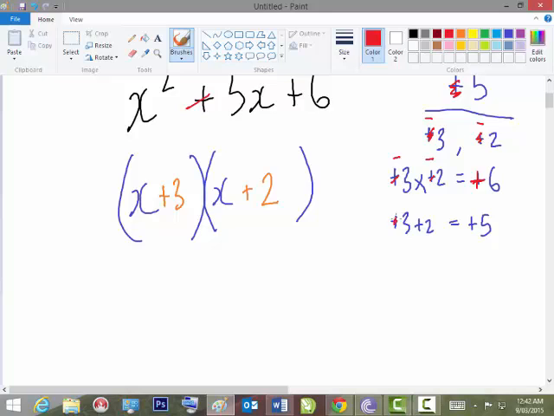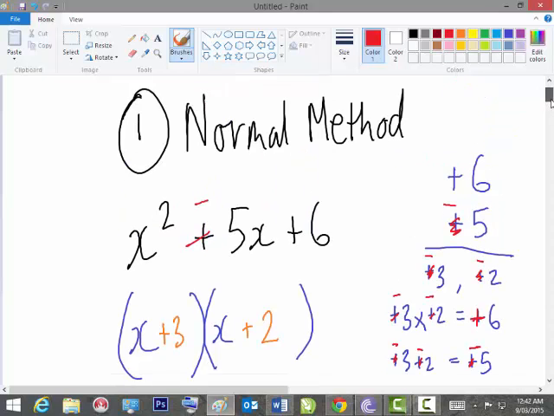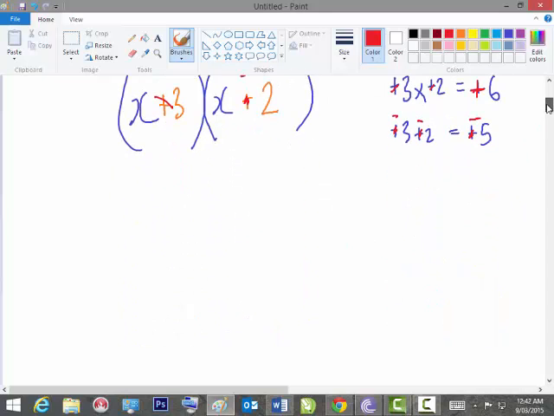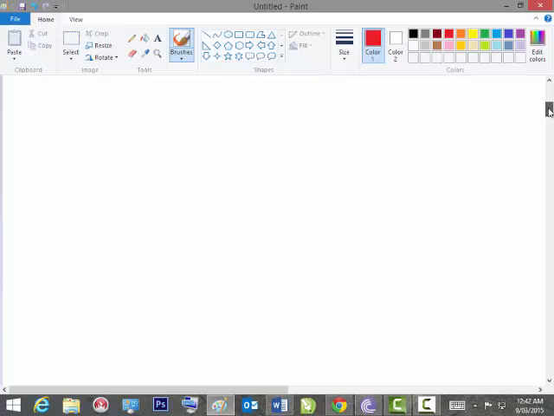And negative 3 minus negative 2 gives me negative 5. So that's what I want, right? The middle term is negative 5, that's okay. And the last term is positive 6, that's okay. So my two numbers in this case, if the middle term was negative 5, will have to be x minus 3, x minus 2. Let's have a look at another example.